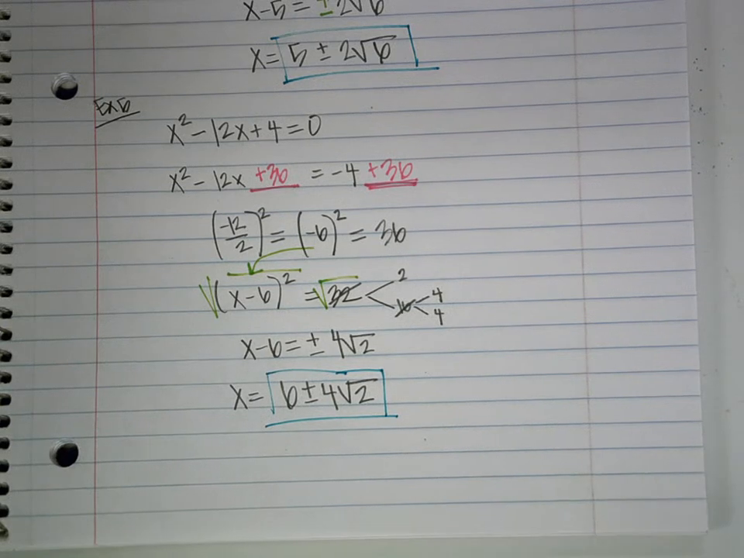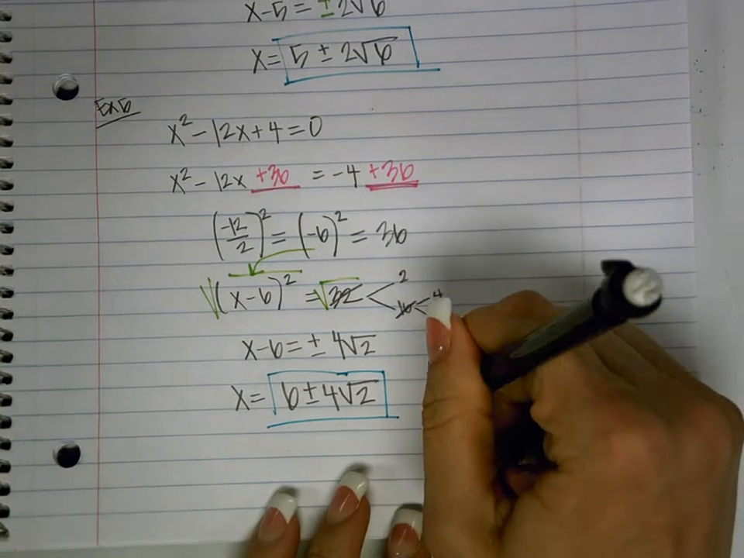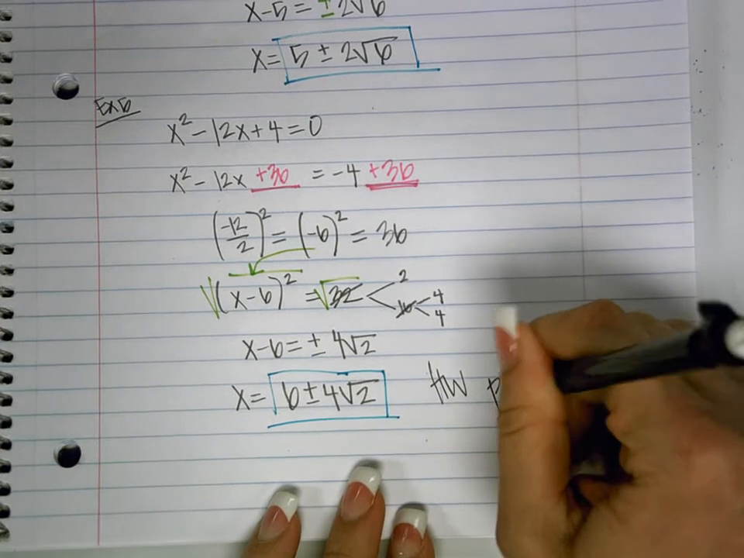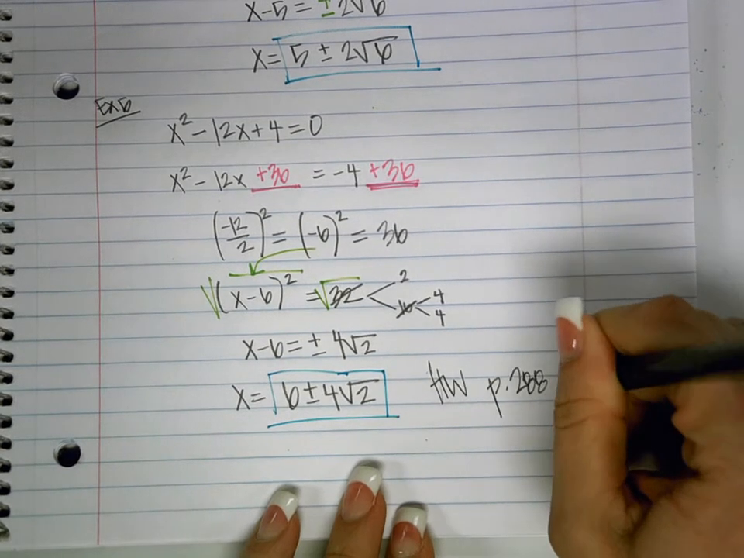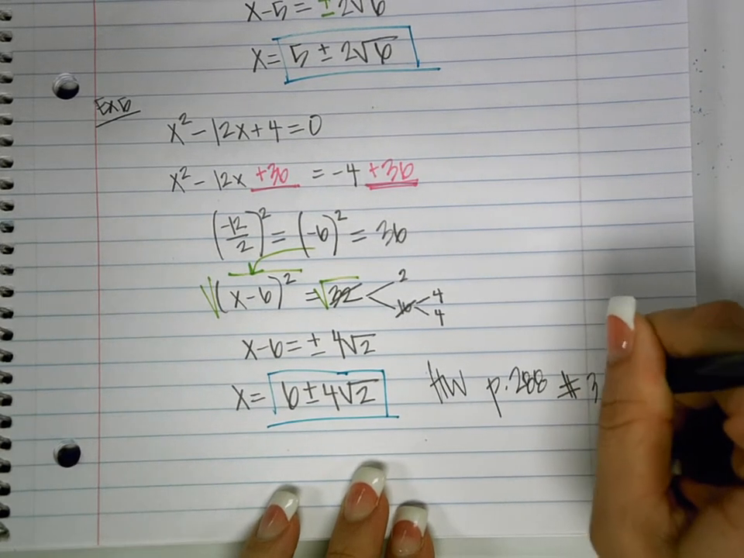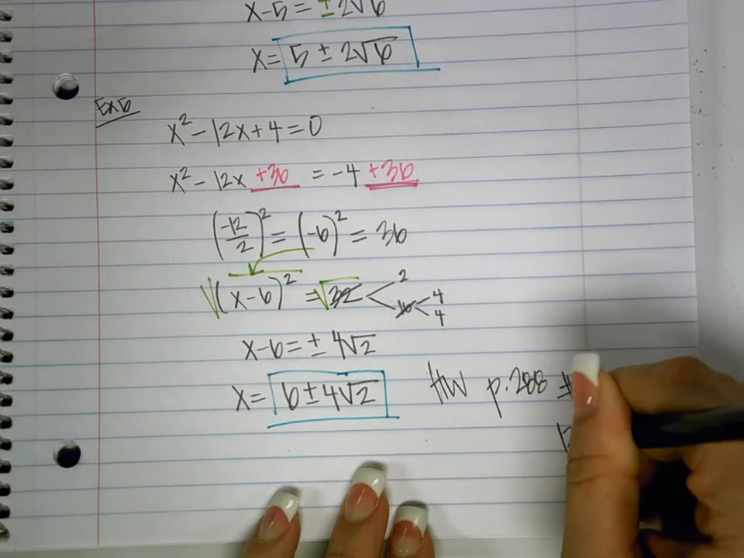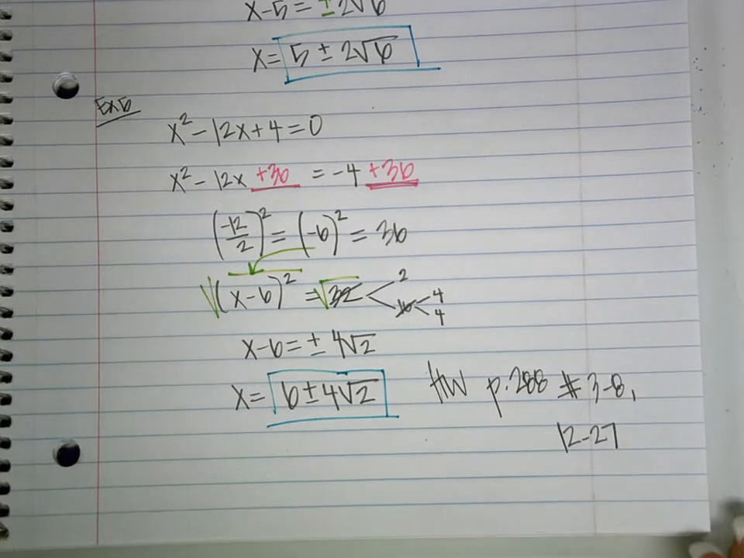Homework for this is going to be, you are working on page 288. You are doing numbers 3 through 8 and 12 to 27. 3 through 8, 12 to 27.